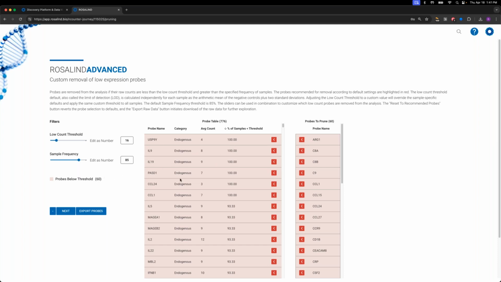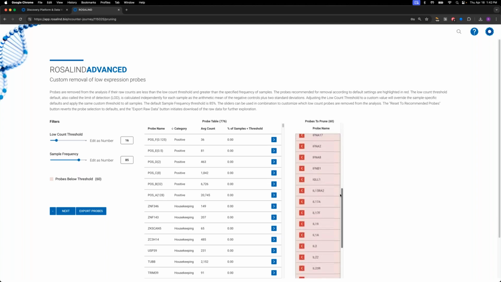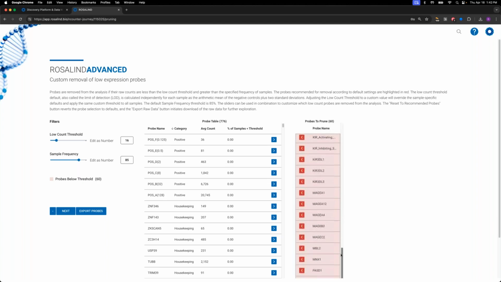When we look at the middle table, it contains all probes in the panel in your code set. I can sort this table by probe name, alphabetically, or by category. So we have our positive controls, our negative controls, our housekeeping genes, our endogenous genes, average counts for each probe across all samples, and our percent of samples less than our count threshold. And on the right-hand side, this is where it gets really nice and powerful: this is the view of all of the genes we're removing from the data set.